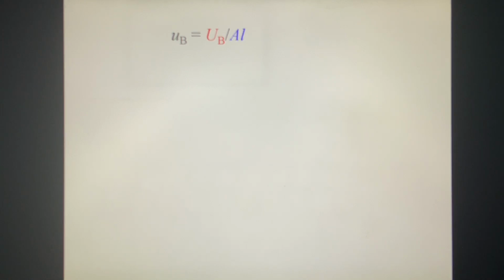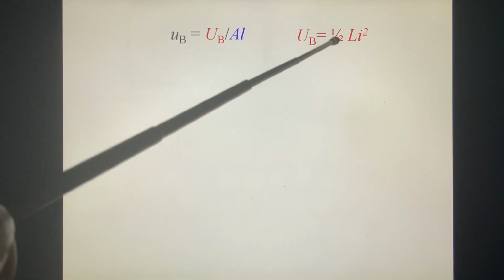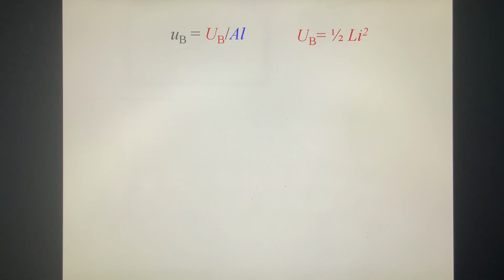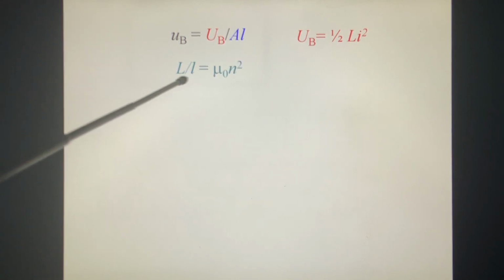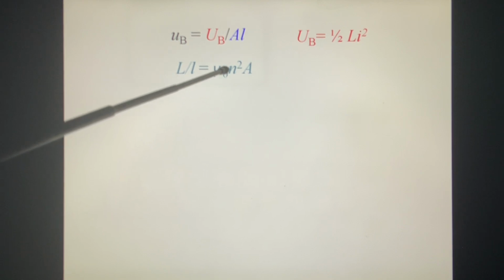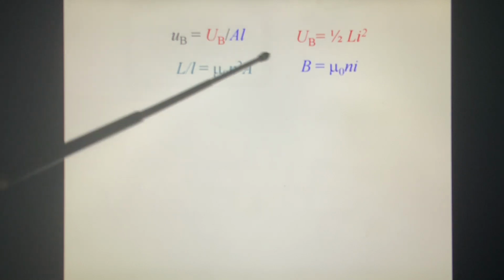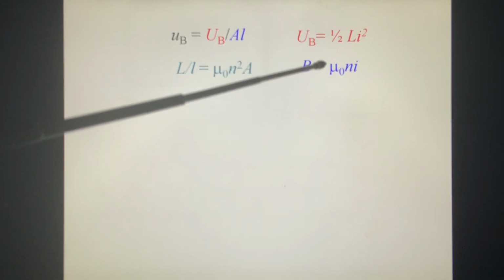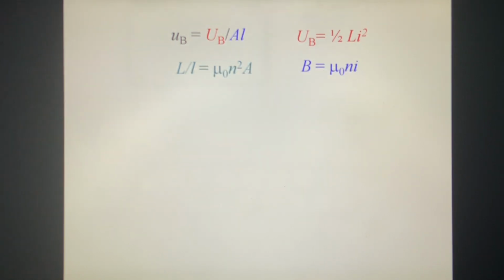The energy per unit volume, called the magnetic energy density U_B, is equal to the total energy stored in the solenoid divided by its volume. U_B equals U over volume, where U equals half L I squared. We have proved this before. And we know L over l is mu 0 n squared A, and we got that before too. And B in the center of the solenoid is mu 0 n I, where n is the number of turns per unit length, per meter.